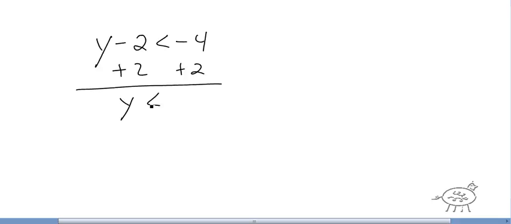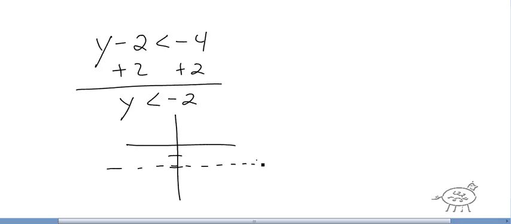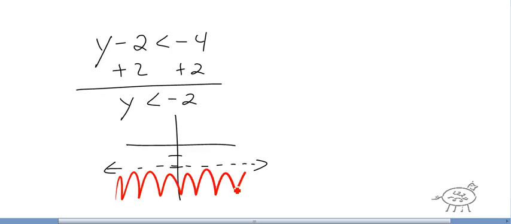All right, if I give you y minus 2 is less than -4, and I ask you to graph that on an xy axis, same deal. You're going to add 2 to both sides. y is less than -2. So there it is, -2. Dotted line. It's less than -2, so it's below.